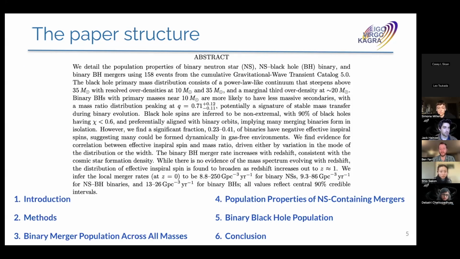One, looking across the full mass spectrum, including all 3 types of sources that we're sensitive to: binary neutron star, neutron star black hole, and binary black hole. Then we shift our focus to just looking at the astrophysics that we can constrain from neutron star containing mergers, binary neutron star and neutron star black hole events. And then we turn our focus to the most populated category of compact binary that we have in the catalog, which are binary black holes. And then we wrap up with some conclusions.